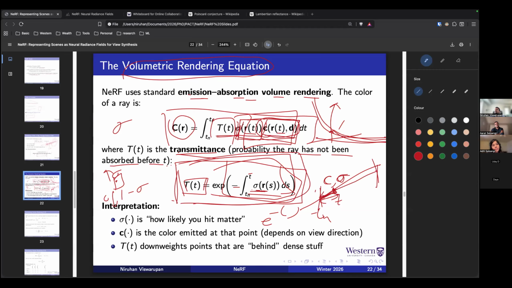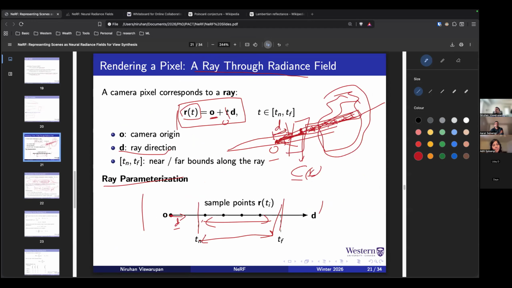Then you multiply all these three and then integrate it from the boundaries that we are interested in. We are interested in this region in the space, and then you integrate it. That will be the color of the pixel that you get at that point. So if you go back to the previous diagram, this is the ray, this is the image plane. In order to get this pixel, you just integrate color, density, and transmittance in this region, and that will be the color of this pixel.